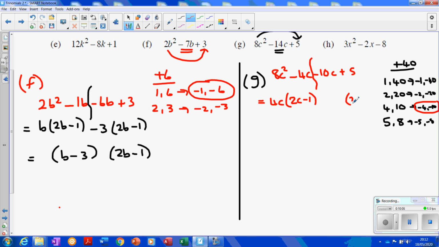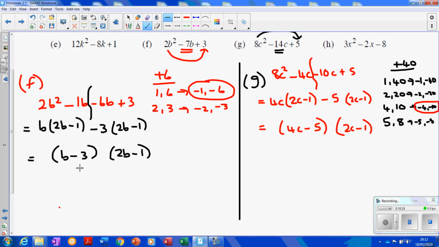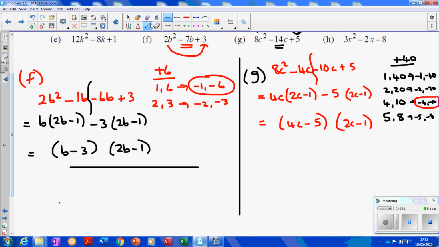Now I know this bracket's also got to be 2c minus 1. So 2c, what do I multiply it by to get minus 10? It's minus 5. Now check that is the same as that. So minus 5 times 2c is minus 10c, minus 5 times minus 1 is plus 5. So two brackets, the repeated one is 2c minus 1, and the other bracket made up from that is 4c minus 5.